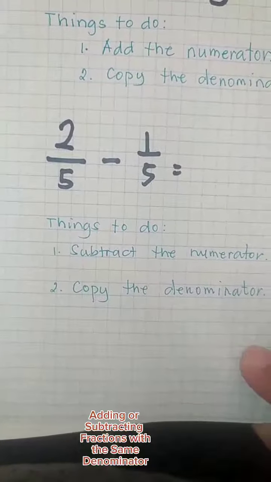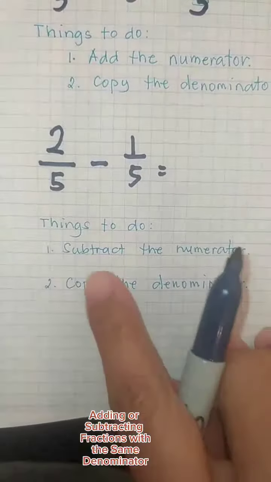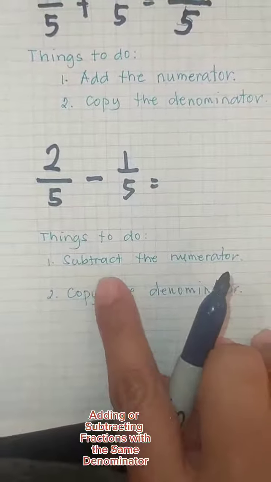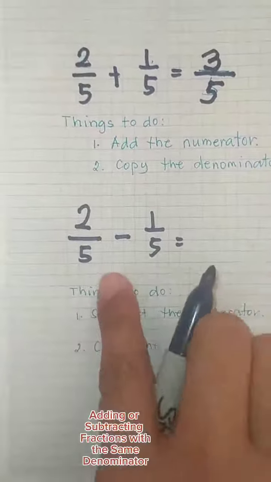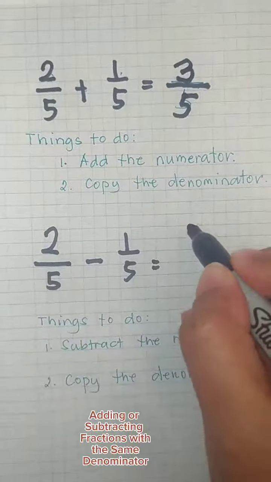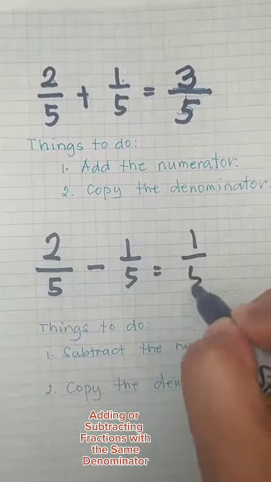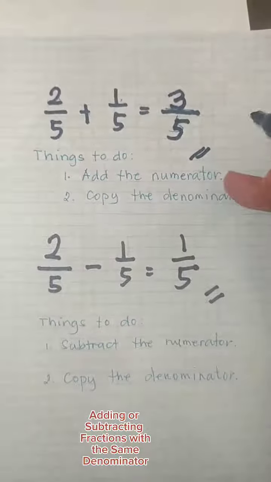subtraction of fraction with the same denominator. So the same thing, two things to do is subtract the numerator and copy the denominator. So in this example, 2/5 minus 1/5 is equal to 1 over 5.